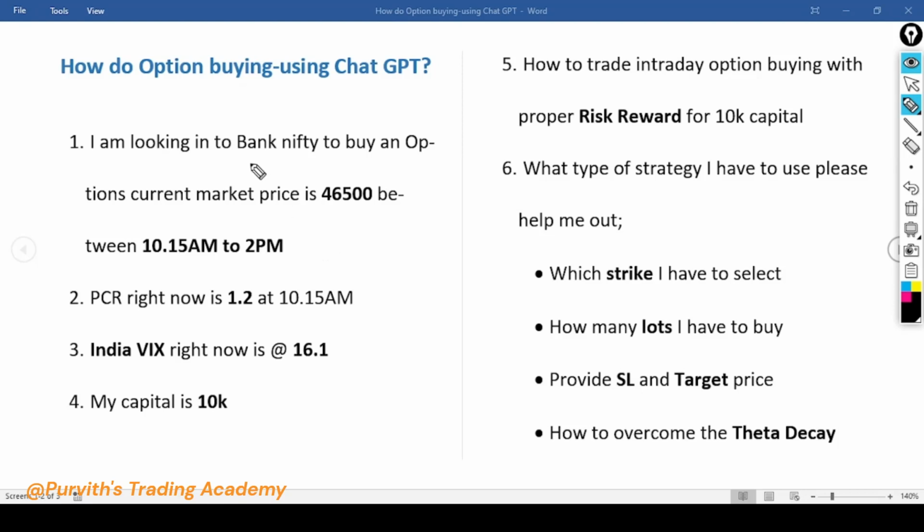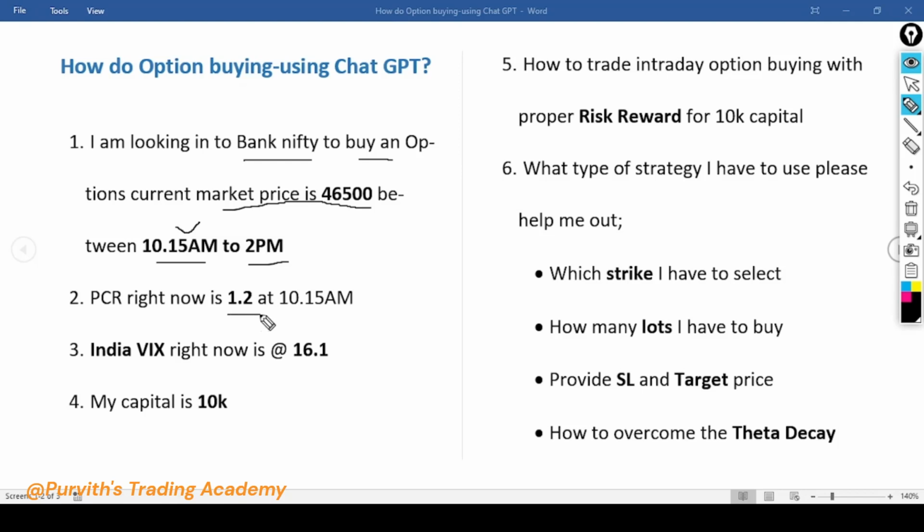First question: I am looking into a Bank Nifty option to buy at a current market price of around 46,500, between 10:15 am and 2 pm. I have already discussed this 10:15 am and 2 pm window. Minimum one hour we have to leave for the market to settle, which we call the cooling period. Between 10:15 am and 2 pm, we are going to take a trade by using ChatGPT. We will put a prompt into ChatGPT, and I'll show you after this slide.